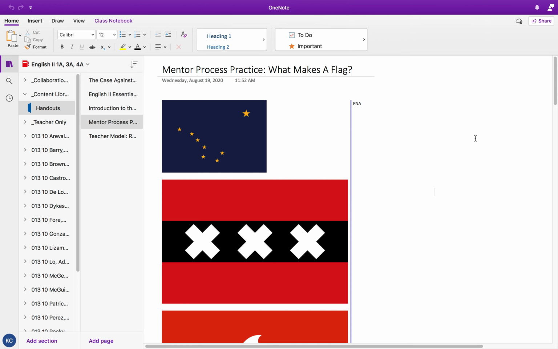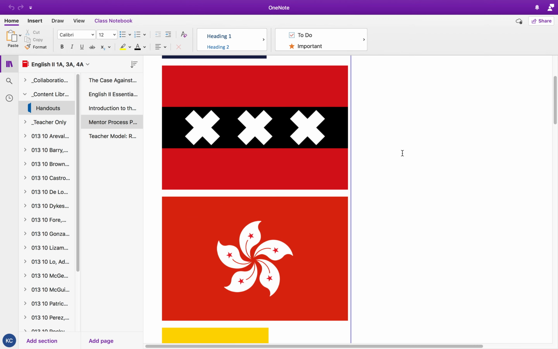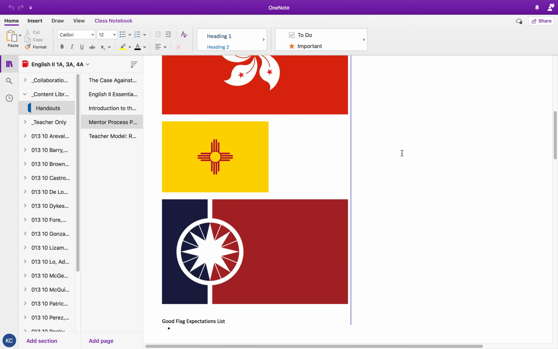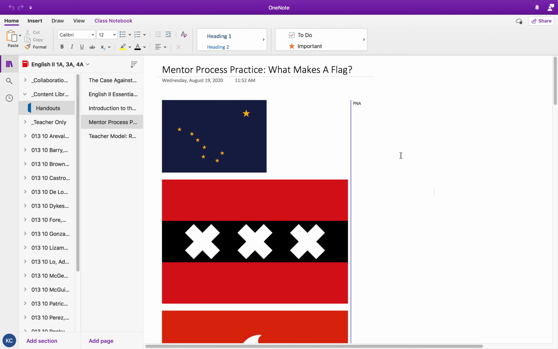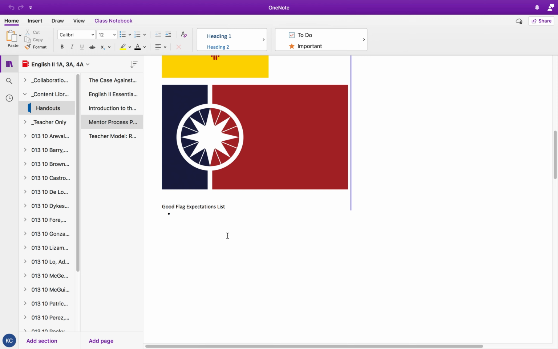He loves flags. All right, so when you see these flags, what do you notice about them that makes them special? And what do you notice about them that makes them sort of following the same uniform process? Let's go ahead and start making a list.